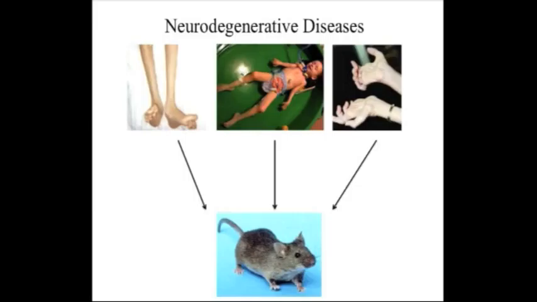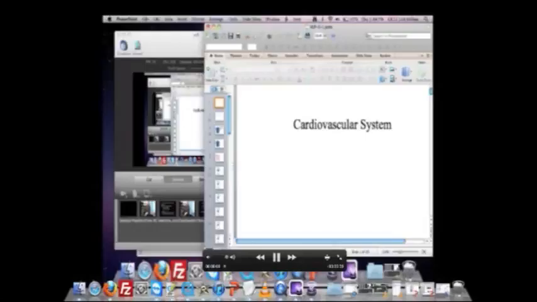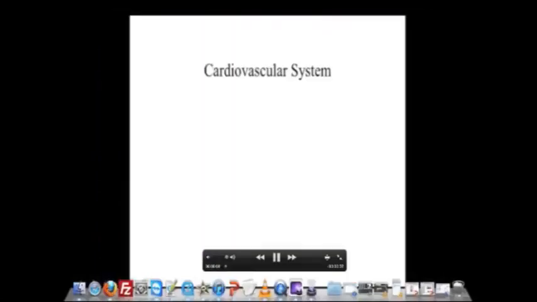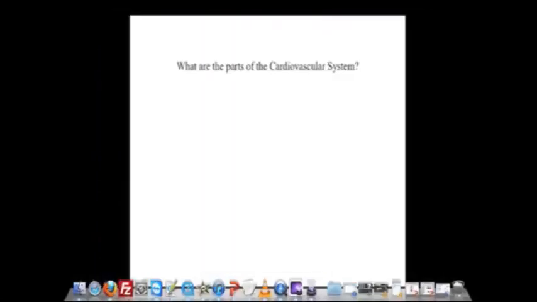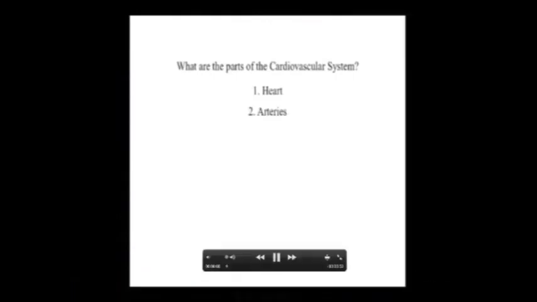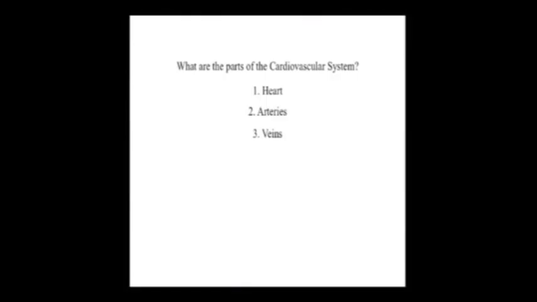Now let's talk about the cardiovascular system. The cardiovascular system has three main parts: the centralized heart, and then the two disseminating parts, which are the arteries and the veins. The arteries are the parts that carry blood away from the heart, and the veins are the components that carry blood to the heart.